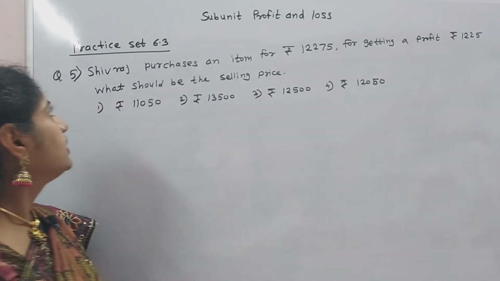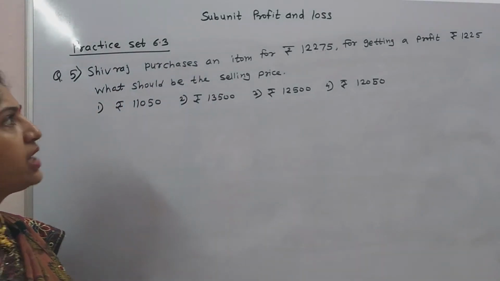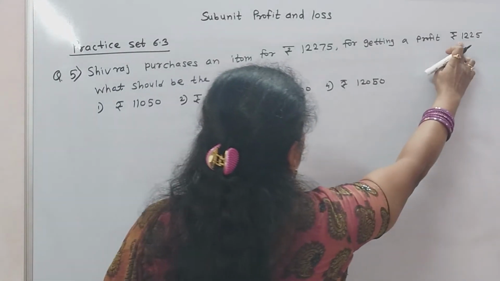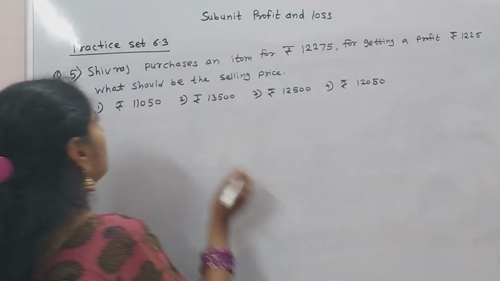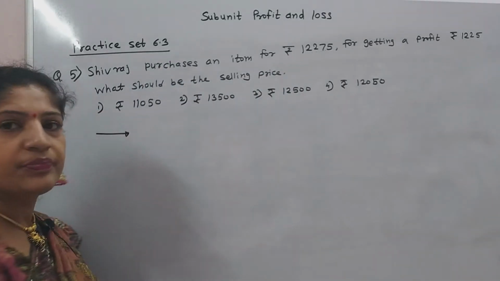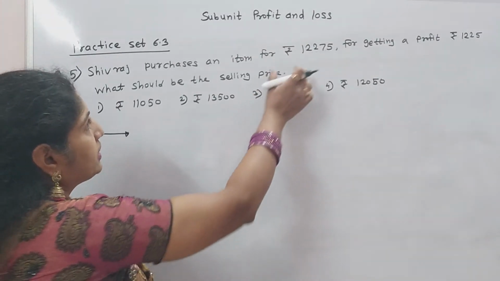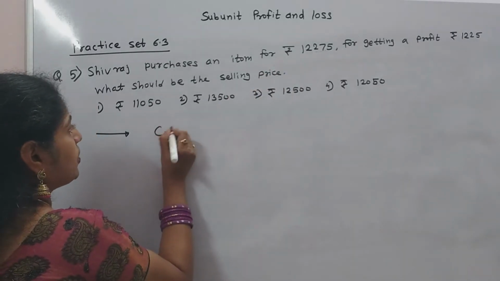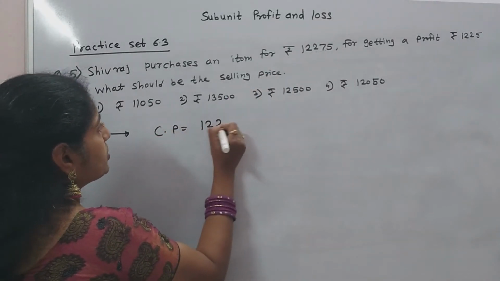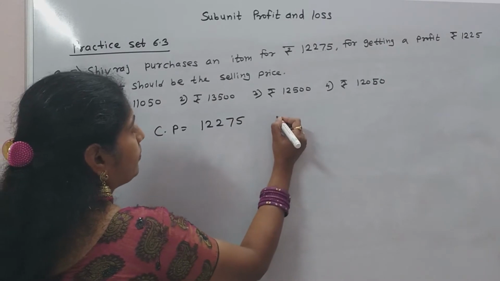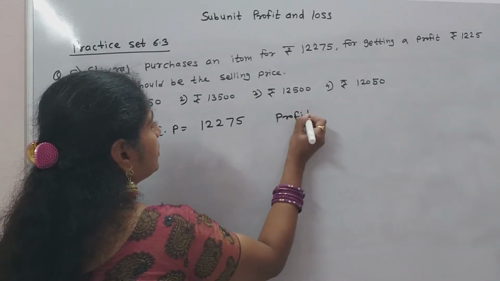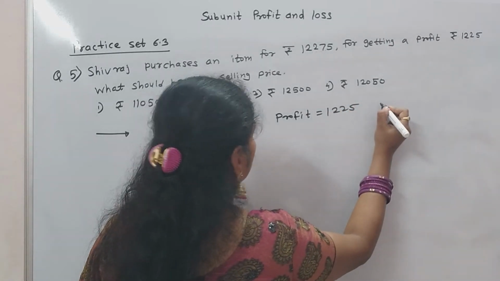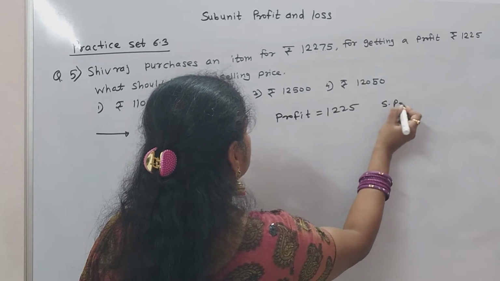Next example. Shivraj purchases an atom for rupees 12,275 for getting a profit of 1,225. What should be the selling price? In this example, this is the purchasing price, that is cost price. Cost price equal to 12,275 and profit equal to 1,225. We have to find the selling price.